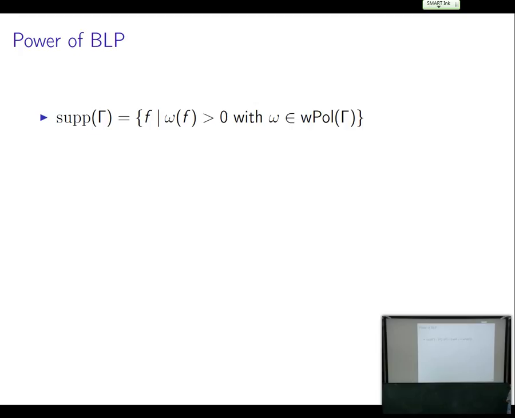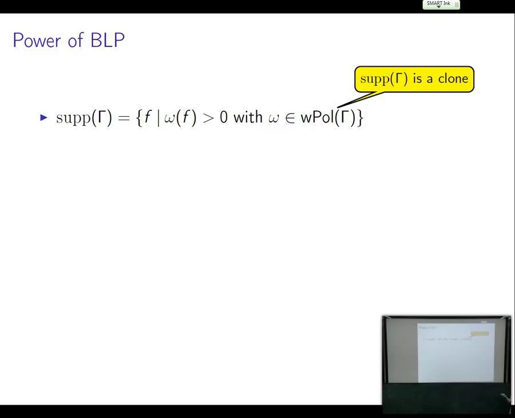And here's one. One last piece of notation. If I have a language gamma, so that's a set of functions, and I look at the set of its weighted polymorphisms, then those that appear with positive probability in some weighted polymorphism of this gamma, I call them the support. For instance, if gamma is the set of submodular functions, this set would certainly include min and max, and some more. And the first result: this object, this support, is a clone.